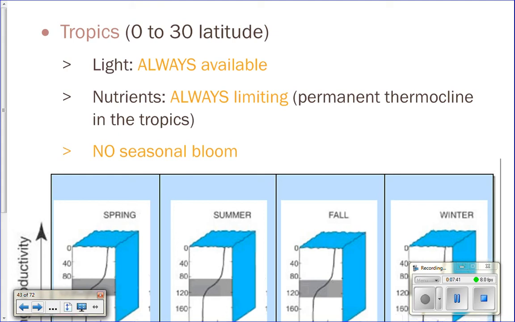So that means that light is always available, so light is not going to be the limiting factor for phytoplankton in the tropical regions. What is going to be the limiting factor is nutrients. And nutrients are always limiting because there's a permanent thermocline. So a permanent thermocline in the tropics means nutrients never come up, which means you actually never get a bloom of phytoplankton in the tropics.